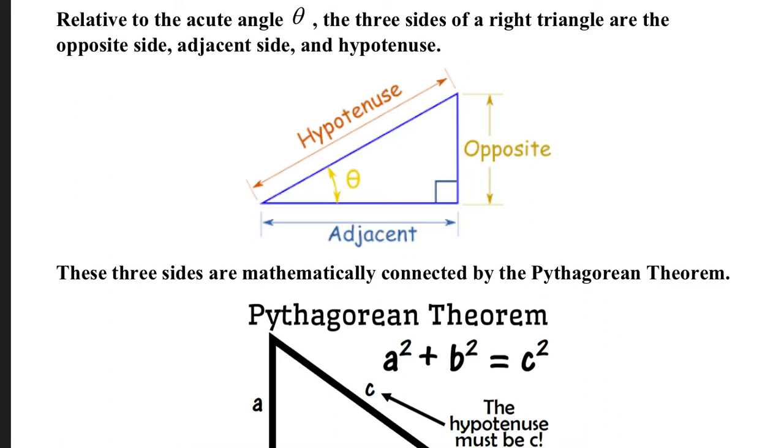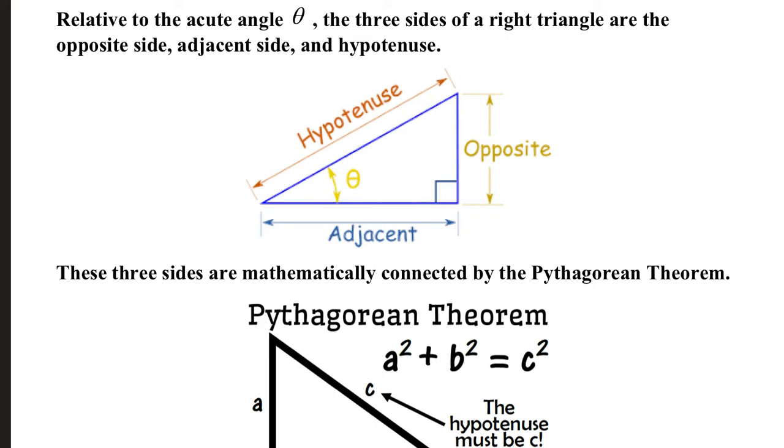Relative to the acute angle theta, the three sides of a right triangle are the opposite side, adjacent side, and hypotenuse. In a right triangle, your hypotenuse will always be the longest of the three sides. Depending on where you mark your acute angle theta, if you have to go across the triangle, then the length of this side is considered the opposite side. Adjacent will be the side directly next or attached to your angle.